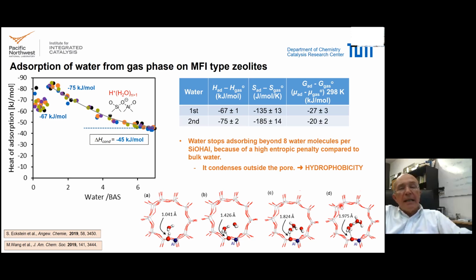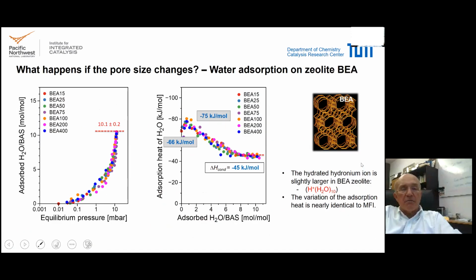Now, if you go to higher pressures, this is a self-limiting process. And this self-limiting process defines the hydrophobicity or hydrophilicity of a particular zeolite. So there remains an empty space.